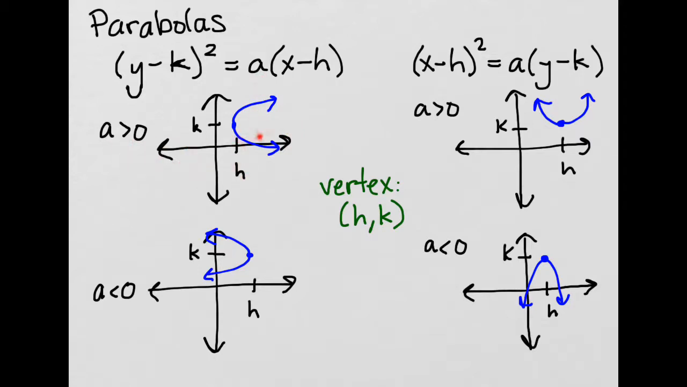If a is positive, it's going to face the right, or the positive numbers. If a is negative, it's going to face the left, or where the negative numbers are. If it's an up or down facing parabola, then your x will be the one in the parentheses squared. And it's the same thing. h and k represent the vertex, and a tells you whether it's facing up, the positive numbers, or whether it's facing down, the negative numbers.